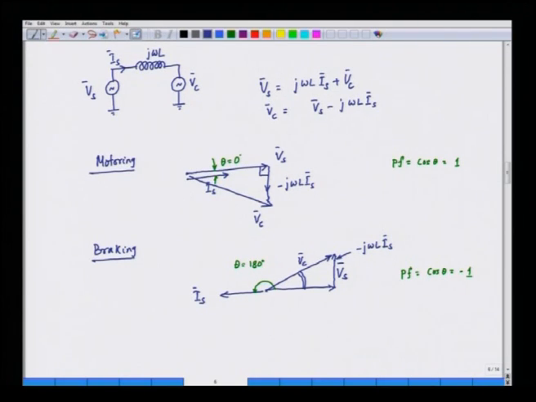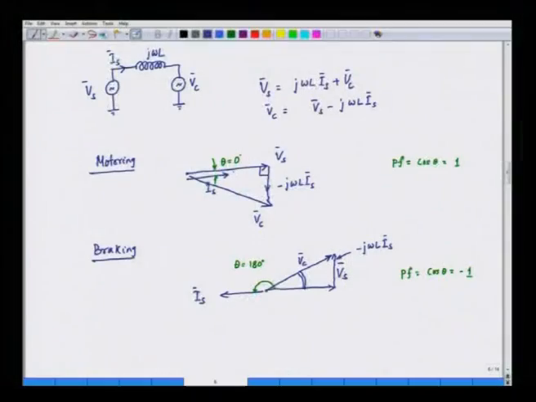If you compare this with the motoring case, in the motoring case the source was supplying the converter like a synchronous machine. Now, when the source is supplying the converter, voltage Vc lags behind the source. So, this is basically the lagging angle. We can say this is something like a power angle delta, and delta is negative here and here the delta is positive.